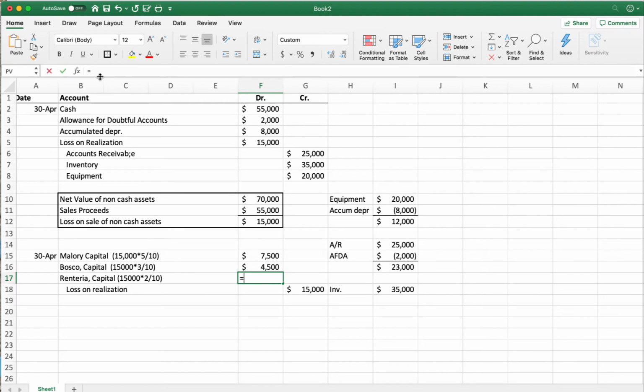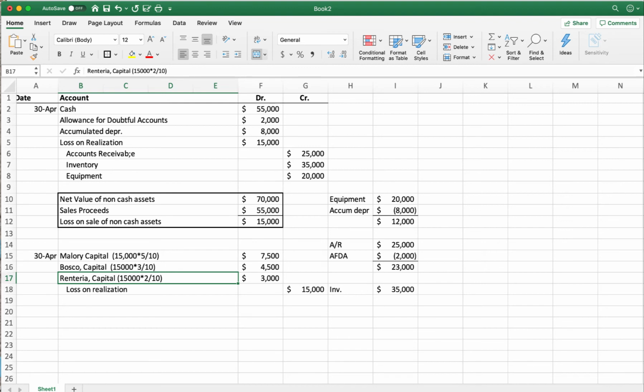And we're going to do the same thing for Renteria. 15,000 times 2/10, and we get $3,000. So if I add all these up, they do in fact equal our $15,000. So we've allocated this loss.